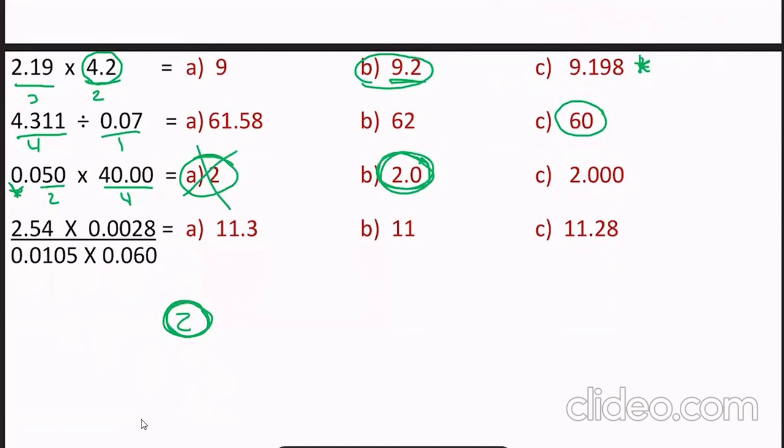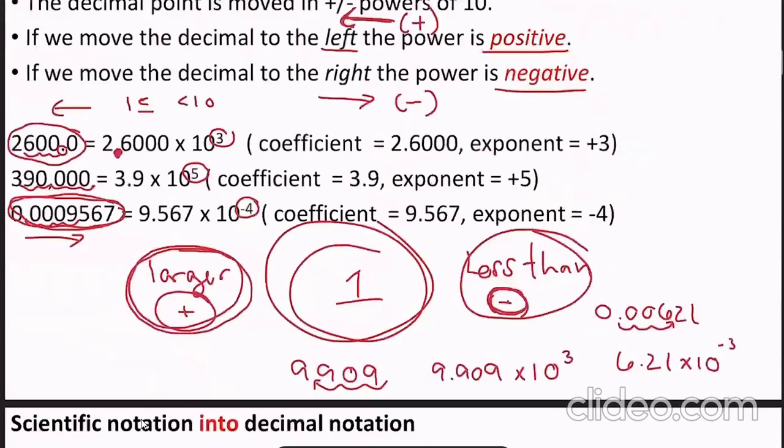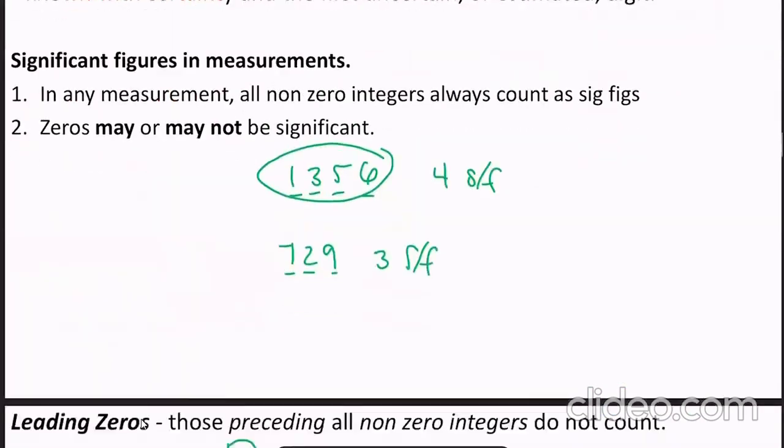4.3. Let me double check the calculation. Let's see. 4.311 divided by 0.07, and I get 60. Okay, just want to make sure that was correct. So let's backtrack a little bit. Darlene had a question here.